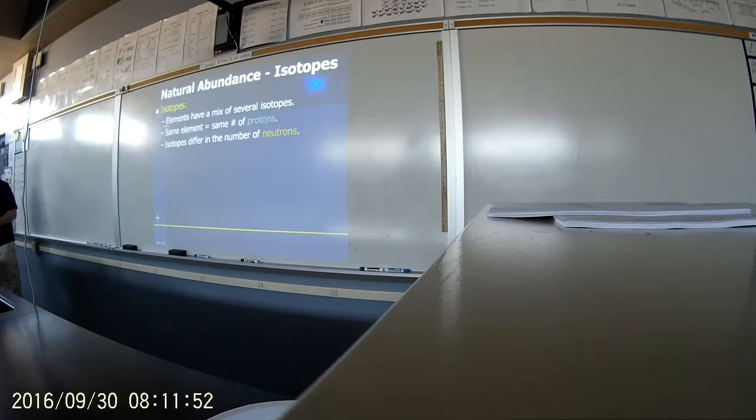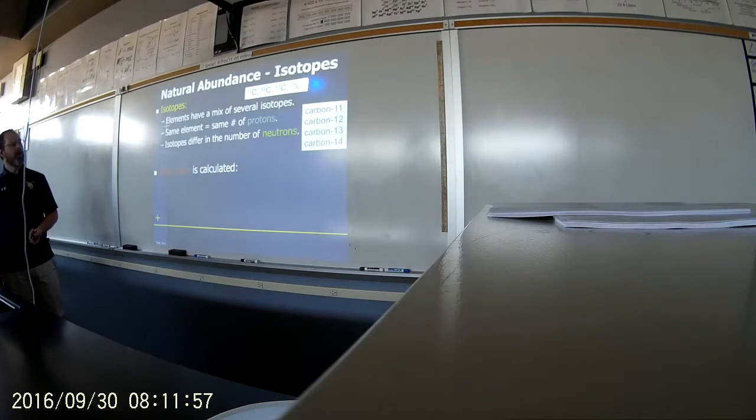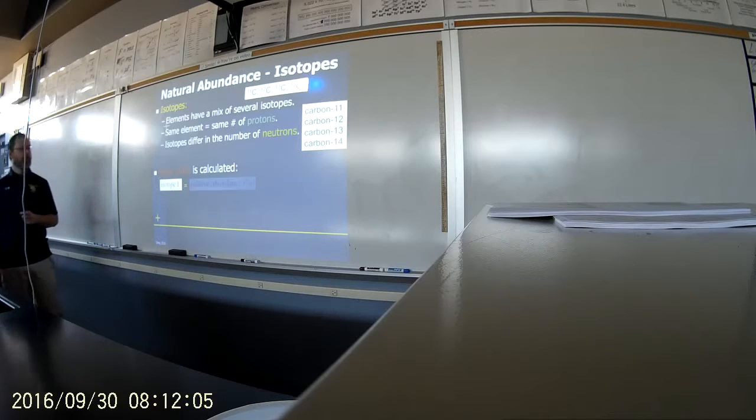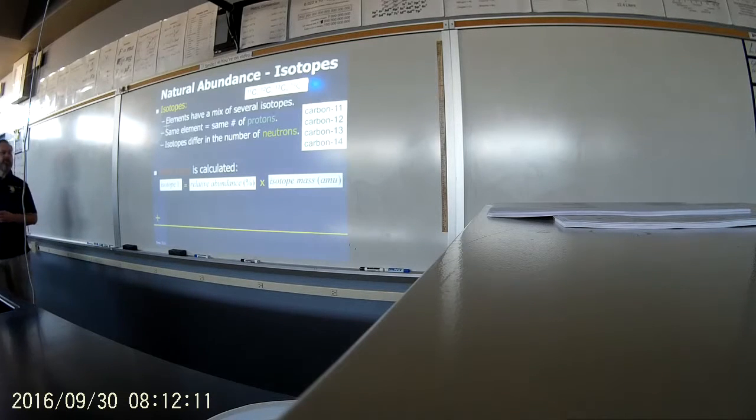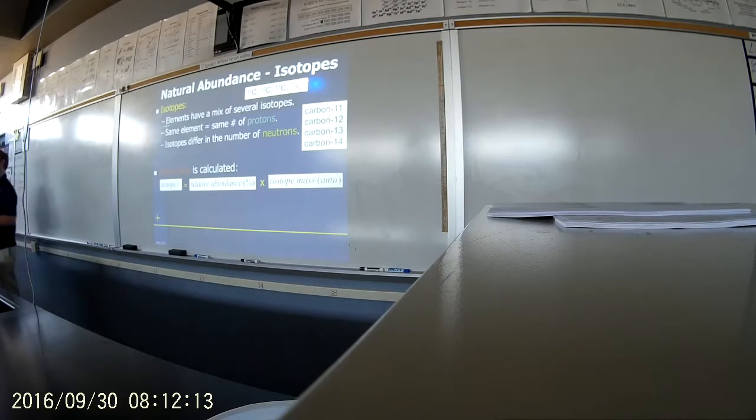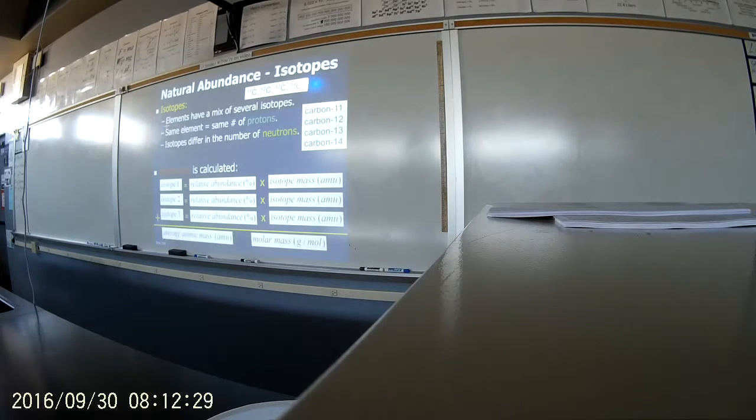Similarly, you take the weight of your isotopes. So carbon is 11, 12, 13, or 14. Take isotope number 1. The weight of the isotope multiplied by the relative abundance. So maybe it's 11 times 30%. Take isotope 2, multiply its relative abundance by its weight. Maybe 12 by 80% or something. And then you add them all together.